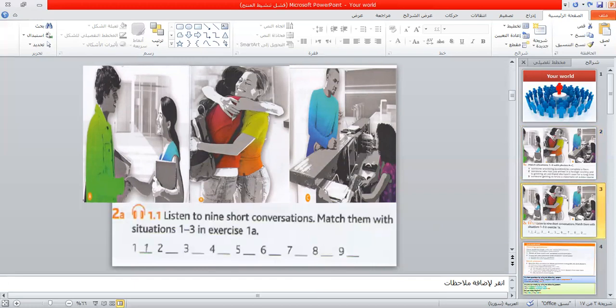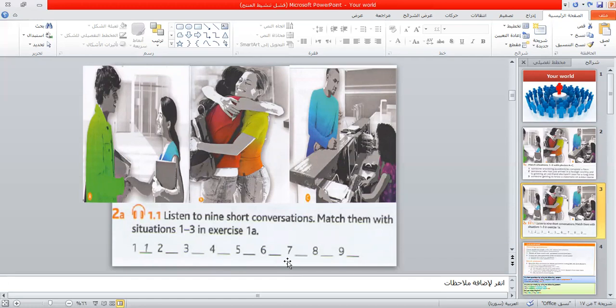In this slide, we have a listening activity. Here we have the same three photos. They need to listen to three short conversations. Two people are conversing with each other about daily activities, about something they do, and they need to know which conversation belongs to which of these three photos.